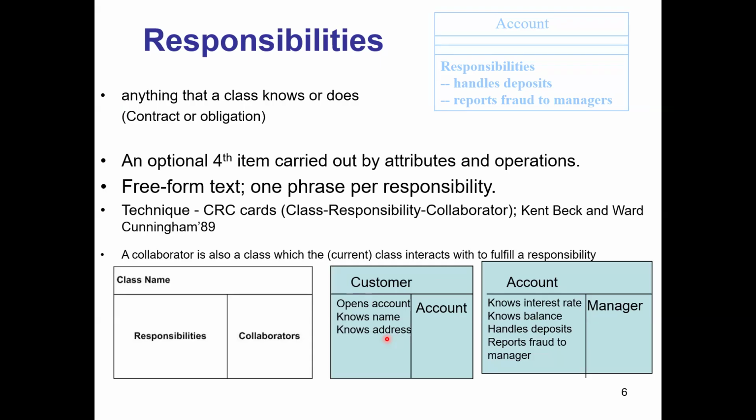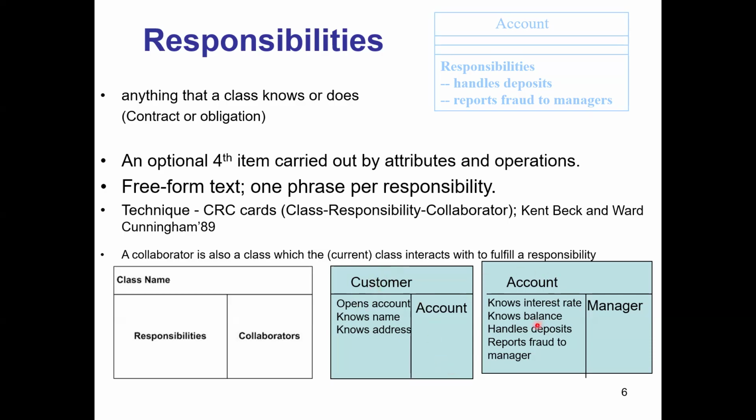But when I come to you and I tell you account 444, whose account is this? You would have to go to the customers class and find out which customer has an account called 444. That means the responsibility of a customer to the account is that the account will open an account for him. The account can go into the customer and find out his name. The account can go into the customer and find out the address of the customer.